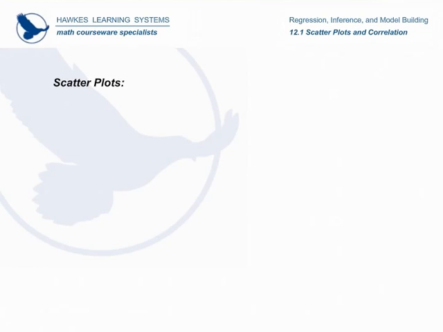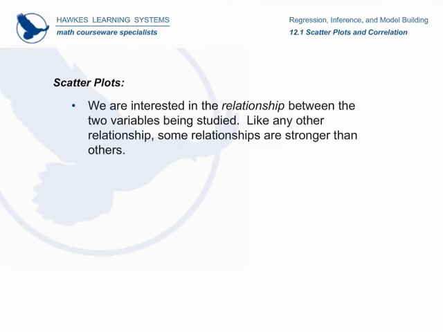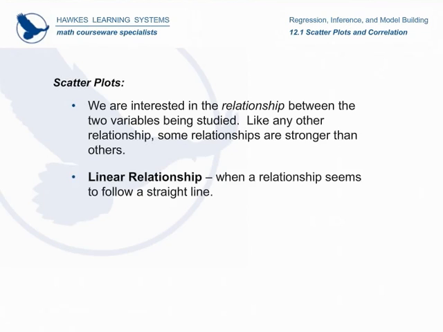Let's continue on with our scatter plots. We're interested in the relationship on the scatter plot between the two variables being studied. Like any other relationship, some relationships are stronger than others. What is the relationship between the independent variable and the dependent variable? How strong are those relationships? Well, let's take a look at our scatter plots.